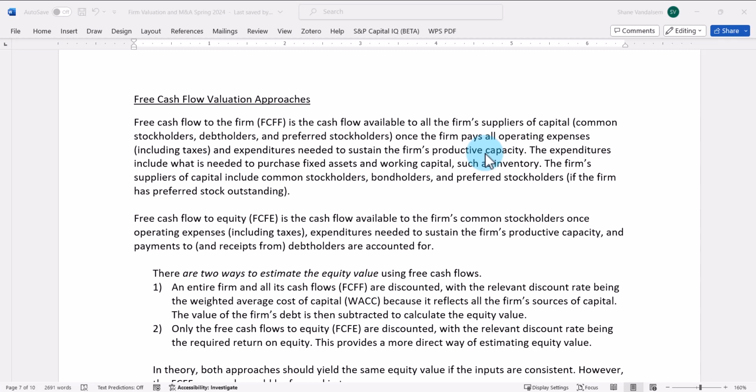And in the case of Coca Cola and other firms, over the past decade and a half, they've actually done that. They've taken on debt, and then they'll take the proceeds of that debt and pay it out to stockholders in the form of stock repurchases.